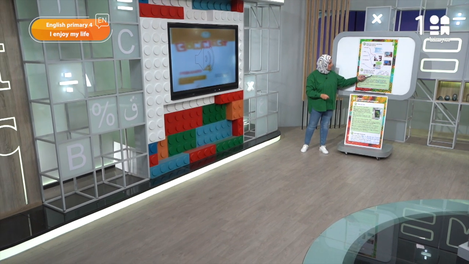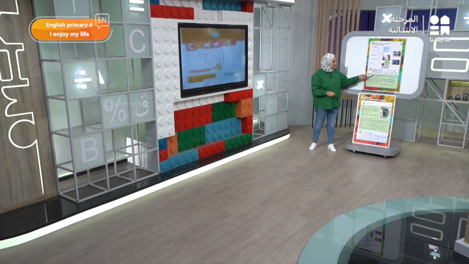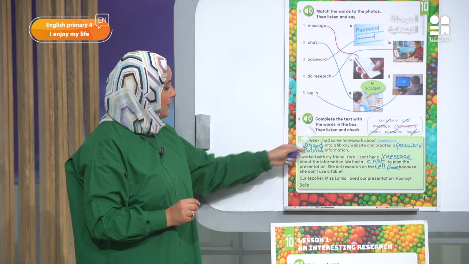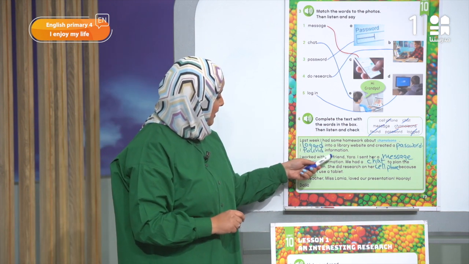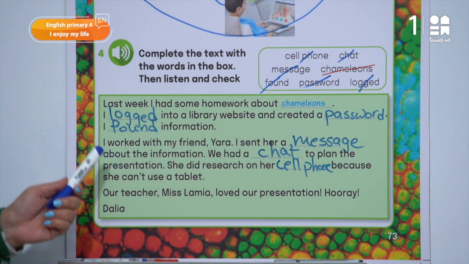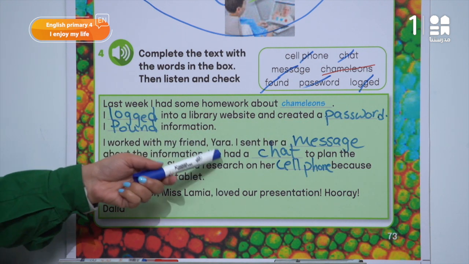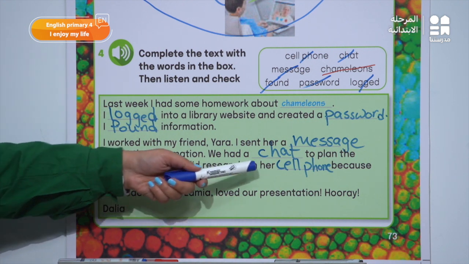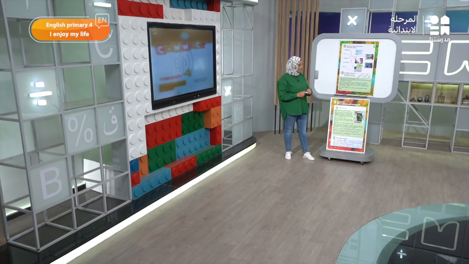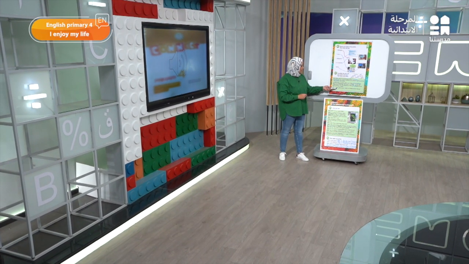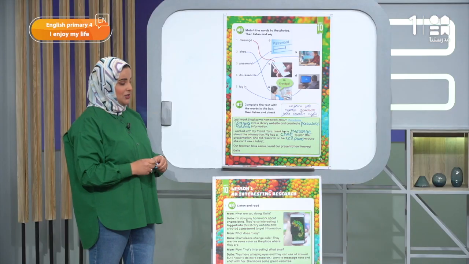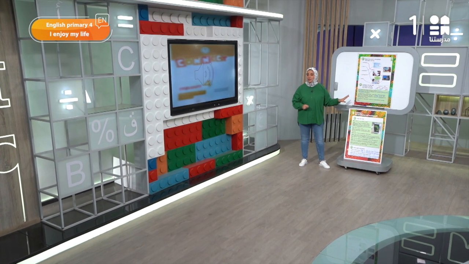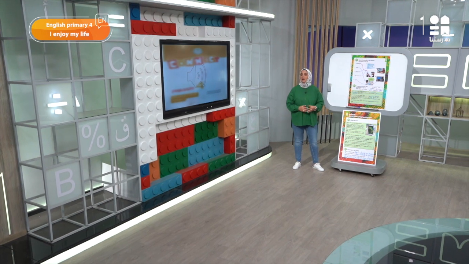Last week, I had some homework about chameleons. I logged into a library website and created a password. I found information. I worked with my friend Yara. I sent her a message about the information. We had a chat to plan the presentation. She did research on her cell phone because she can't use a tablet. Our teacher, Miss Lamia, loved our presentation. Hooray, Dahlia. Now we have finished answering exercise 4. We will listen to the audio and check our answers.